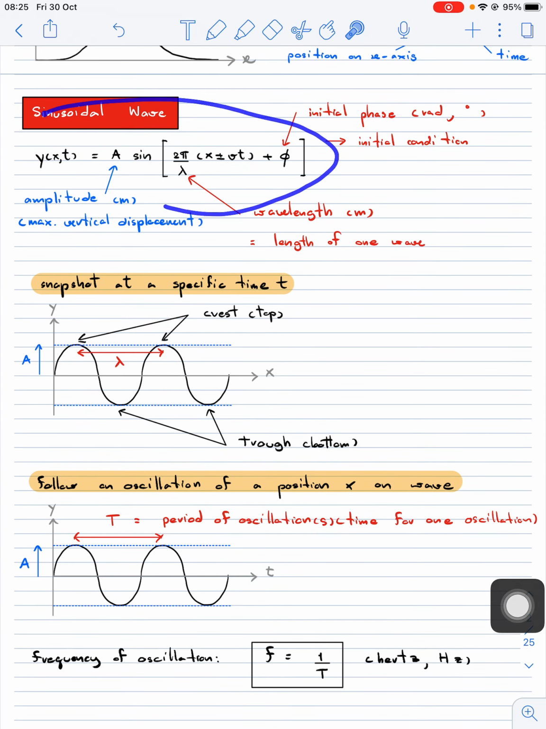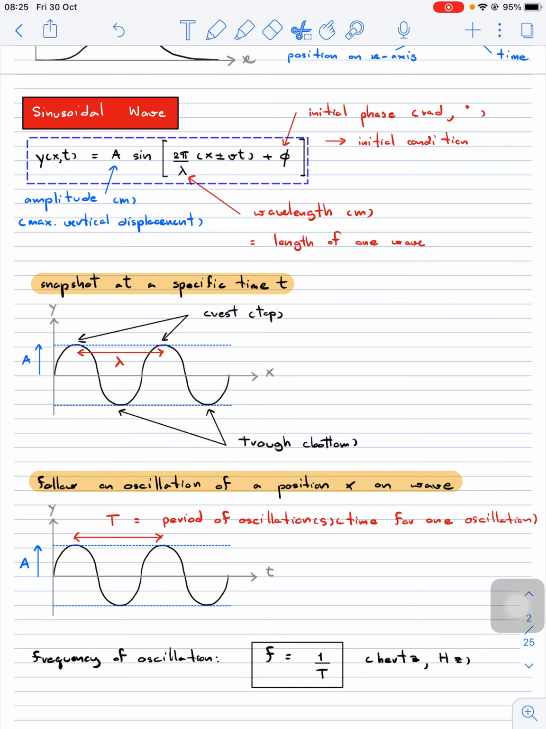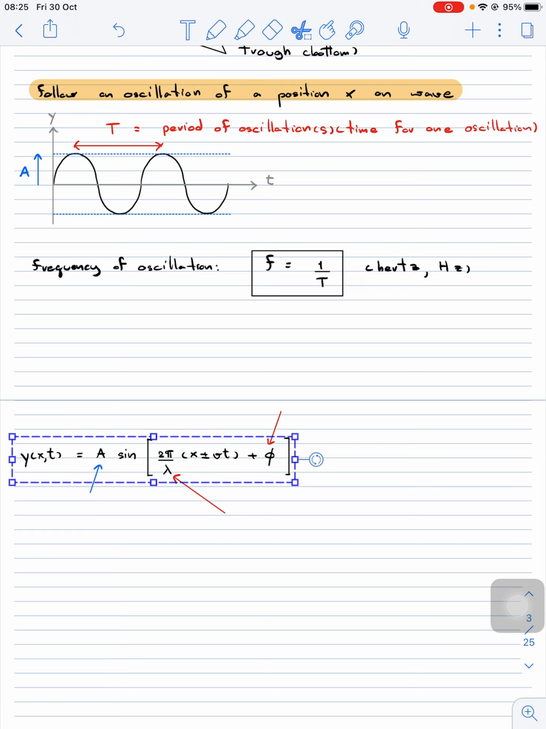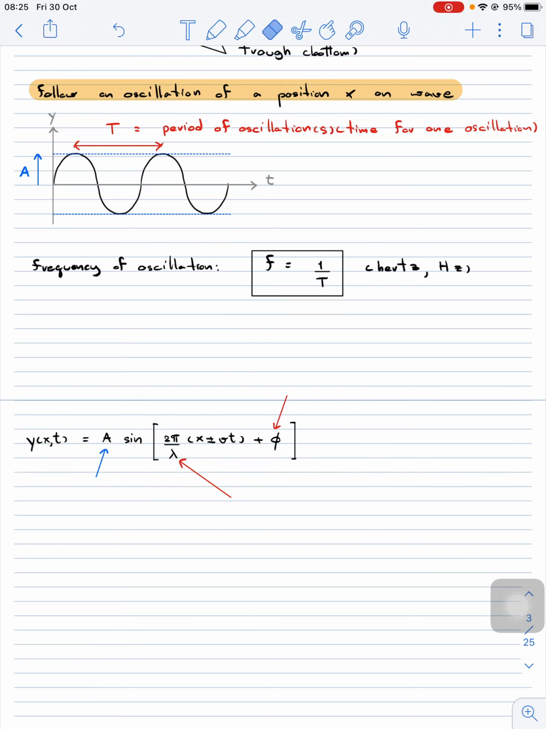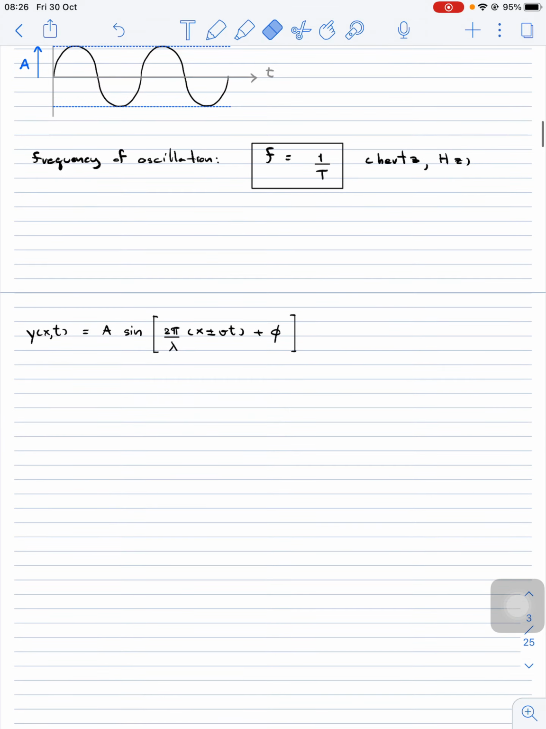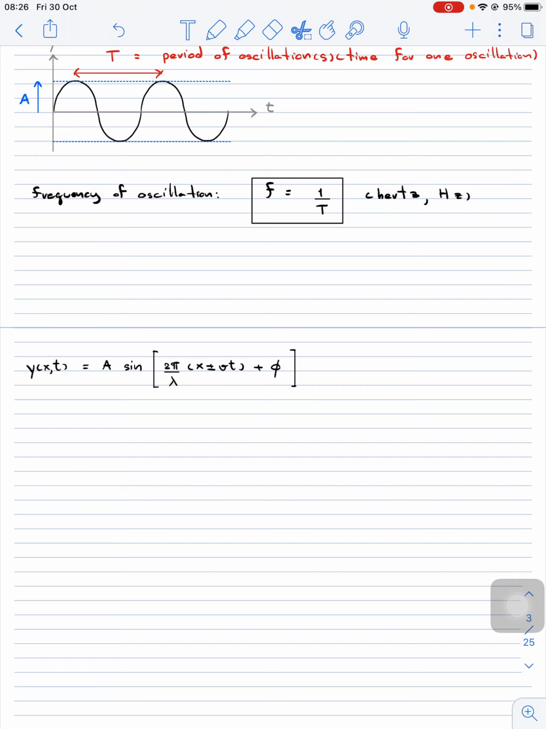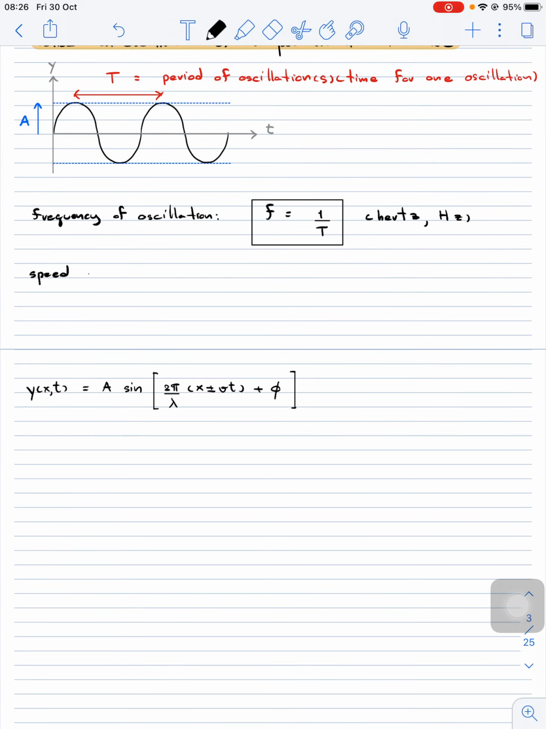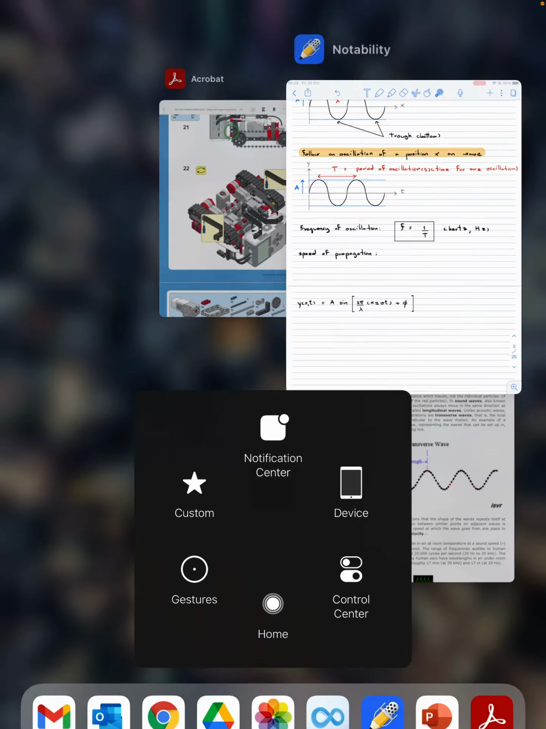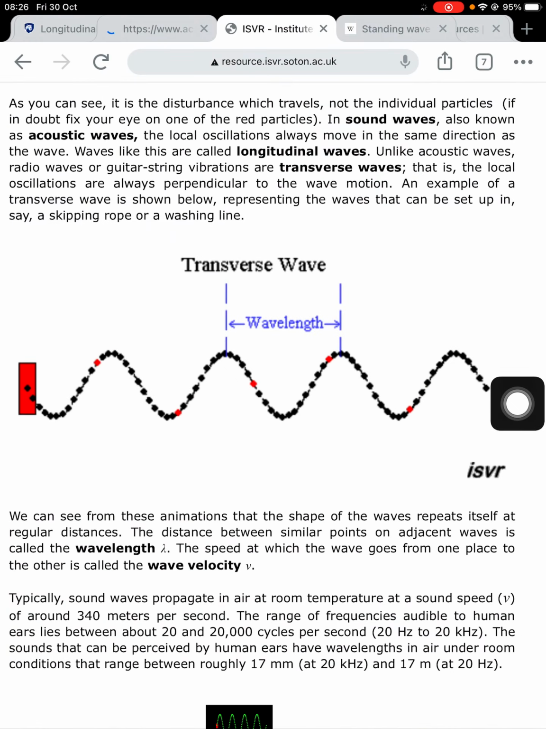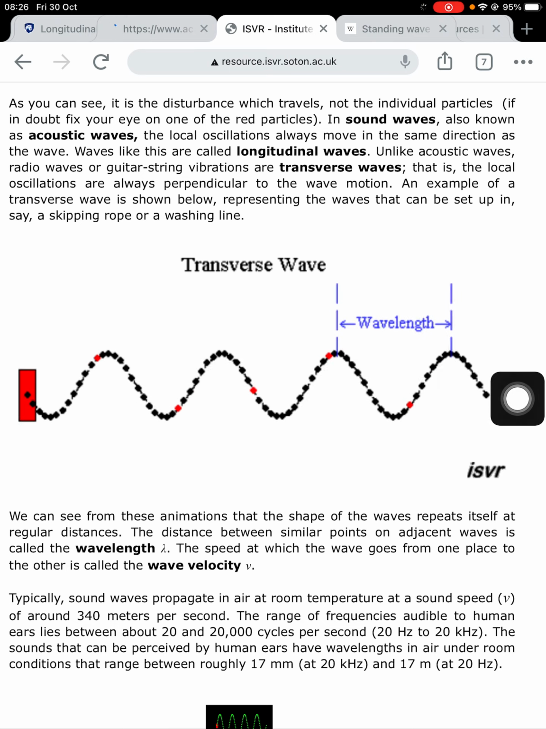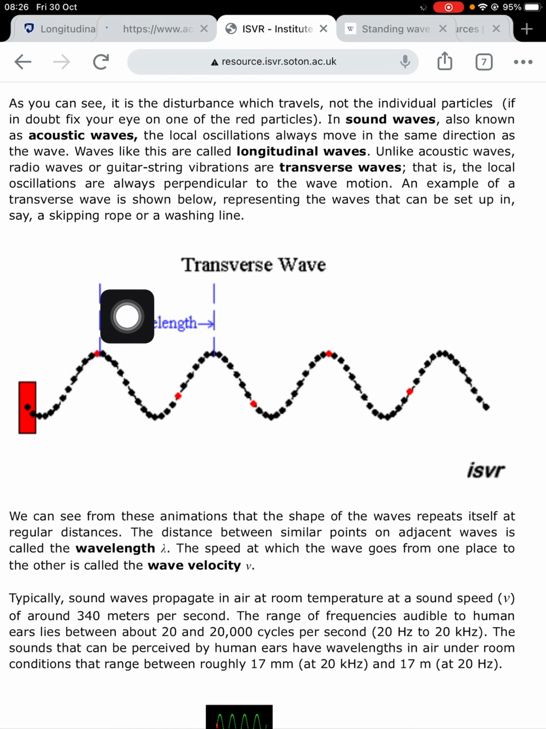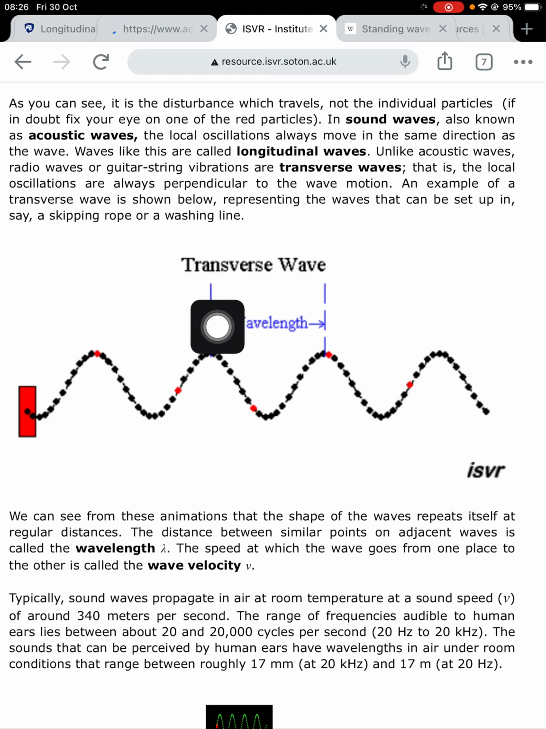Now let's consider this equation again. Actually, I should talk about the speed of the propagation of the wave first, sorry. Let's consider that the wave is traveling with a constant speed. You can see that the distance from crest to crest is equal to one wavelength.